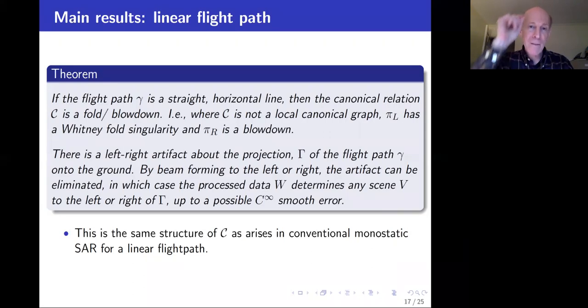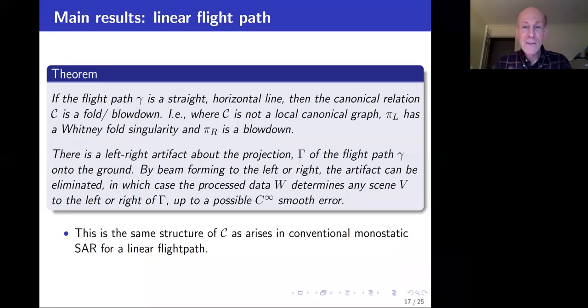So this results in there being a left-right artifact about the projection of the trajectory down into the Earth. So little gamma is our flight path. If you project little gamma down into the Earth, we call it capital gamma. It's just a straight line. And it's well known in radar situations involving straight lines that you often get a left-right ambiguity, and that happens here as well. So there's a left-right artifact about the projection capital gamma down on the Earth. If we beamform to the left or to the right, which basically is controlling the amplitude, then the artifact can be eliminated, in which case the process data W determines any scene down on the Earth modulo C infinity.